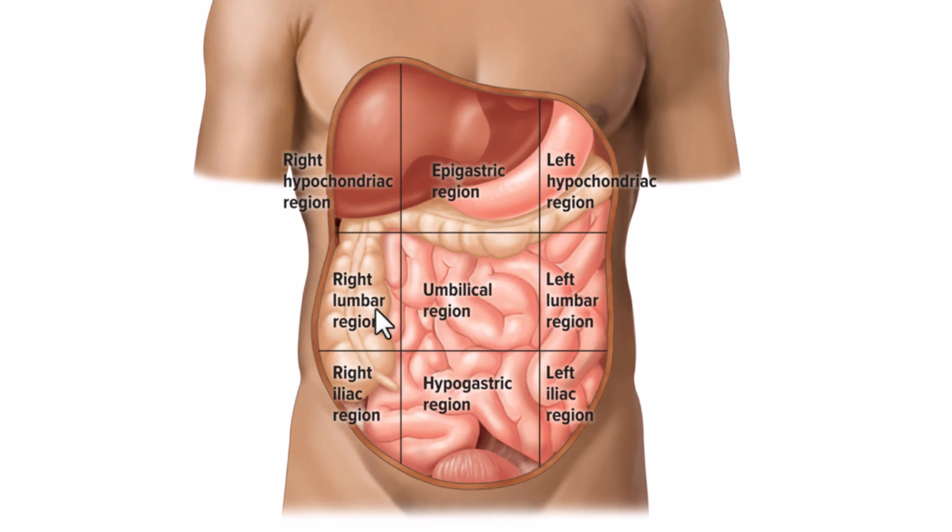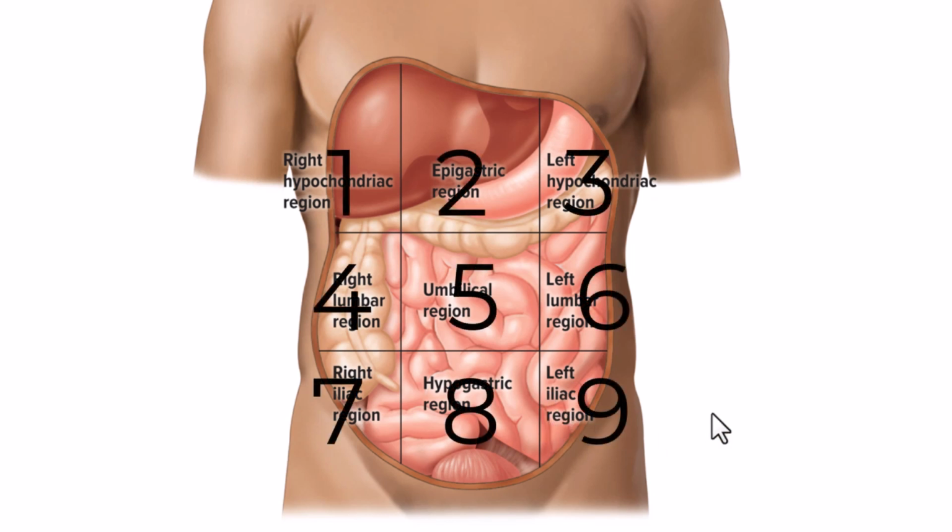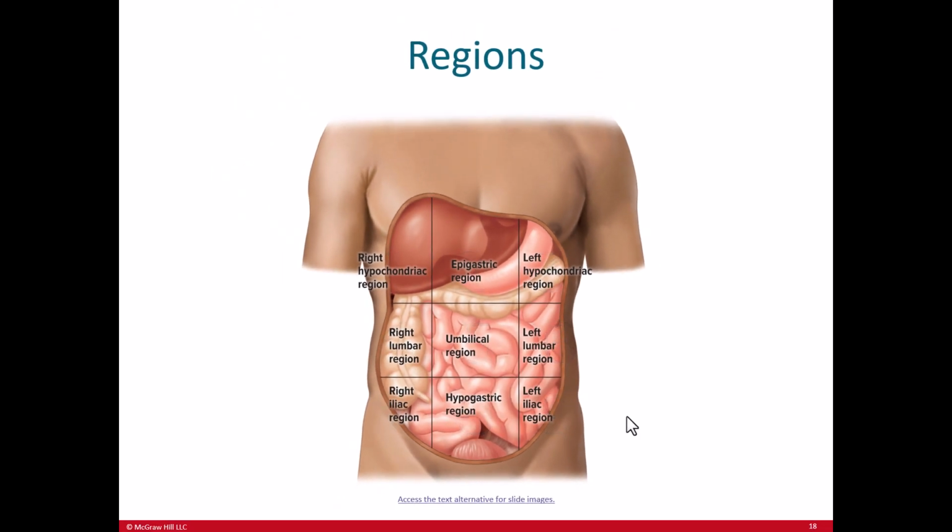So that's 4, 5, 6, and then 7 is down here, the right iliac region. The iliac is a portion of the pelvic bone. We'll learn about that one in our musculoskeletal system. So we have the right iliac region, then hypogastric, remember hypo means below, so now we're below the stomach. And then we have the left iliac region to wrap it up. If you have any questions about your 9 regions, feel free to reach out.